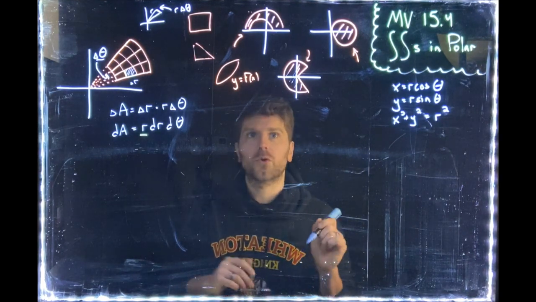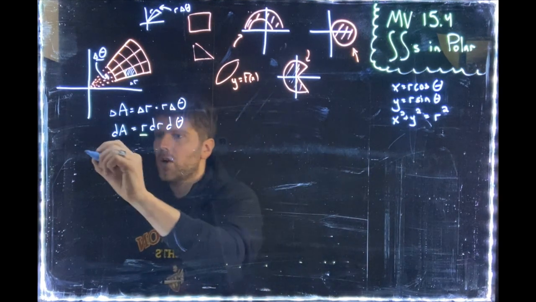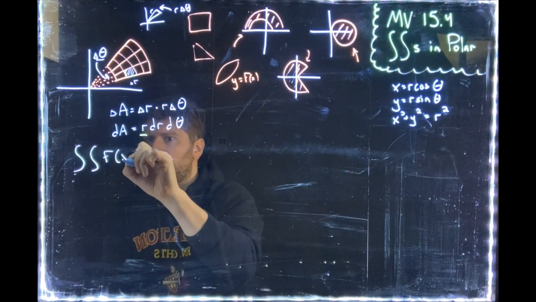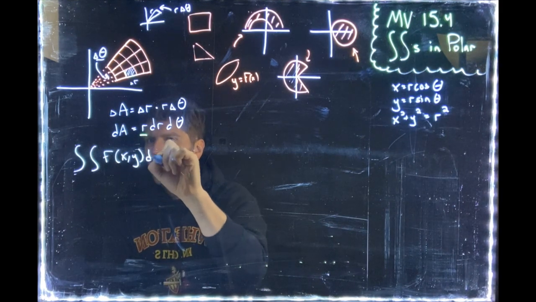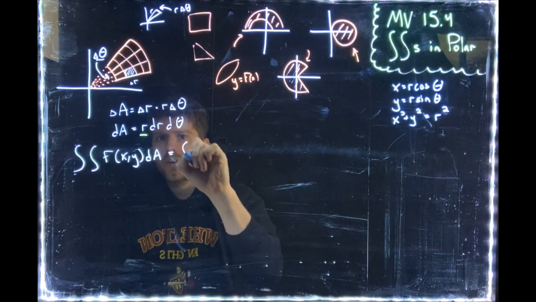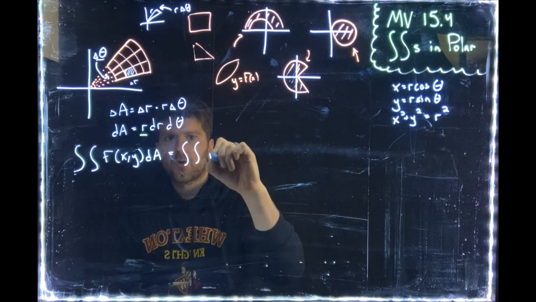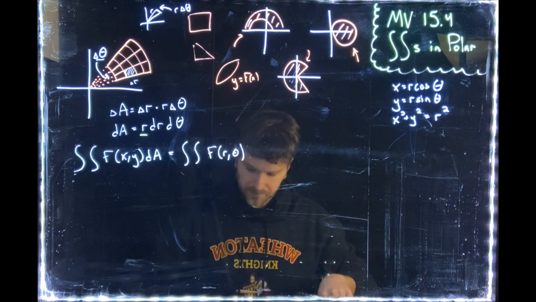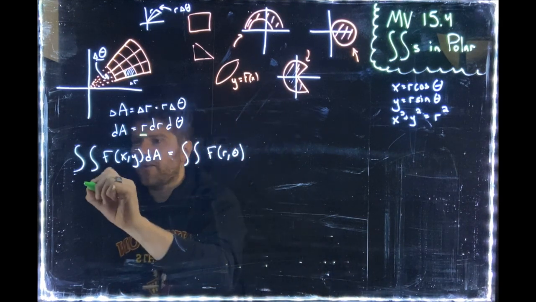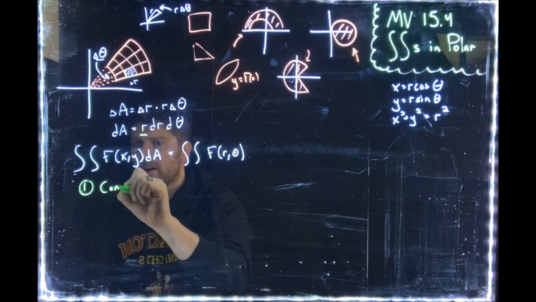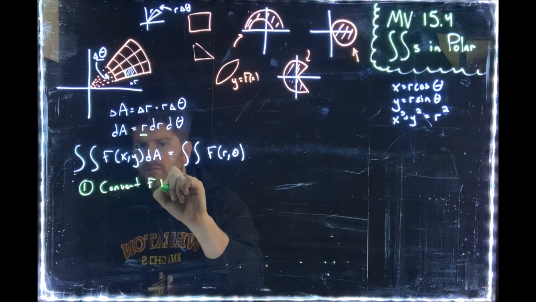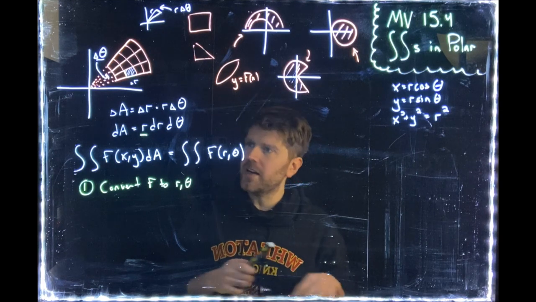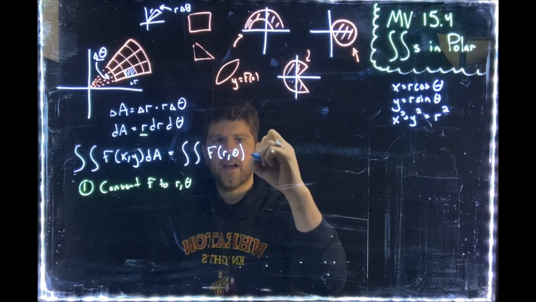So what do we have to do in order to do a double integral in polar coordinates? Well, we're going to start by saying, what if we start with f of x y dA? And what we're going to do is convert this into polar coordinates. So the first thing we need to do is convert f into polar, into r and theta. The next thing we're going to do is write our dA.